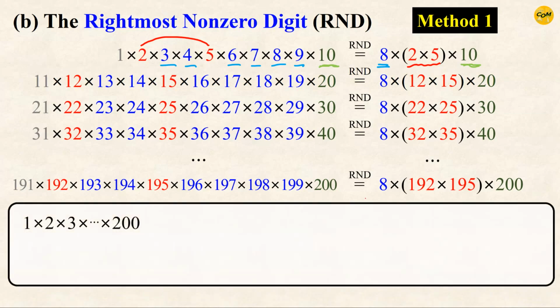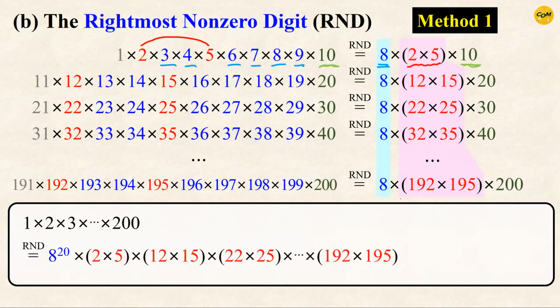Therefore, for the entire product, first, these 8s, and there are a total of 20 of them, so we have 8 to the power of 20. Next, these parts where the actual multiplication cannot be ignored, so we write the entirety of these. Finally, these parts, the multiples of 10, so we have this product.